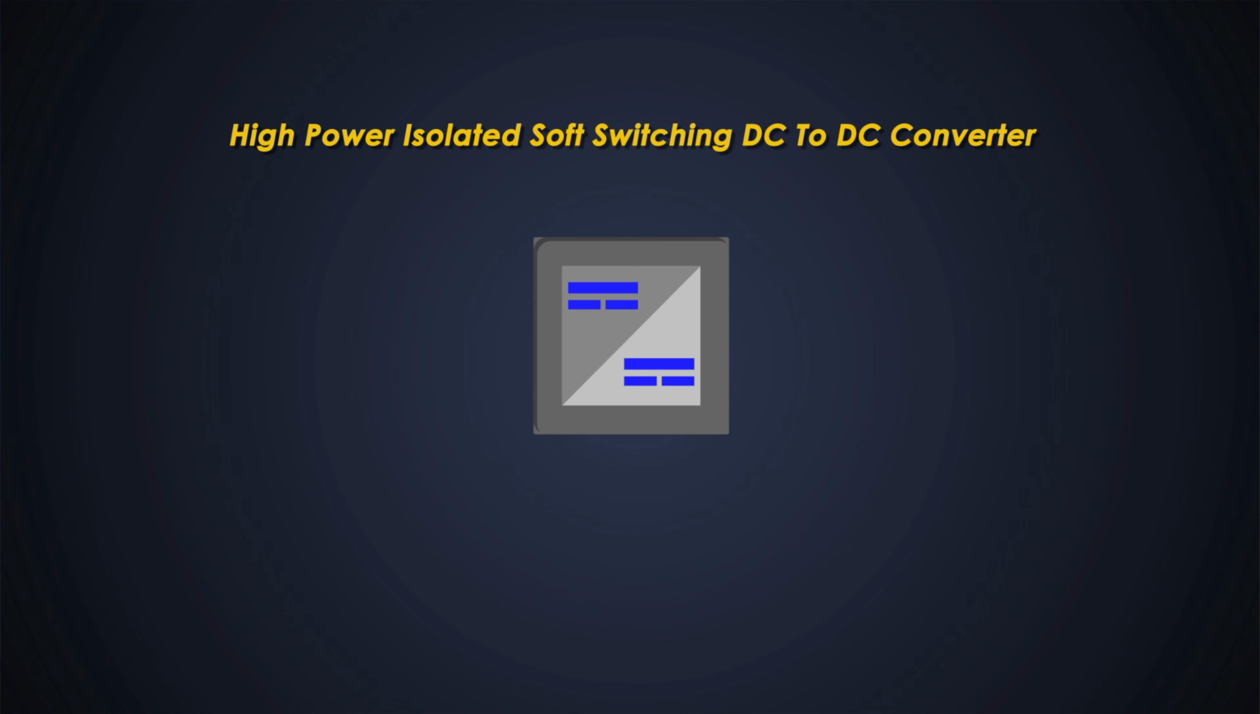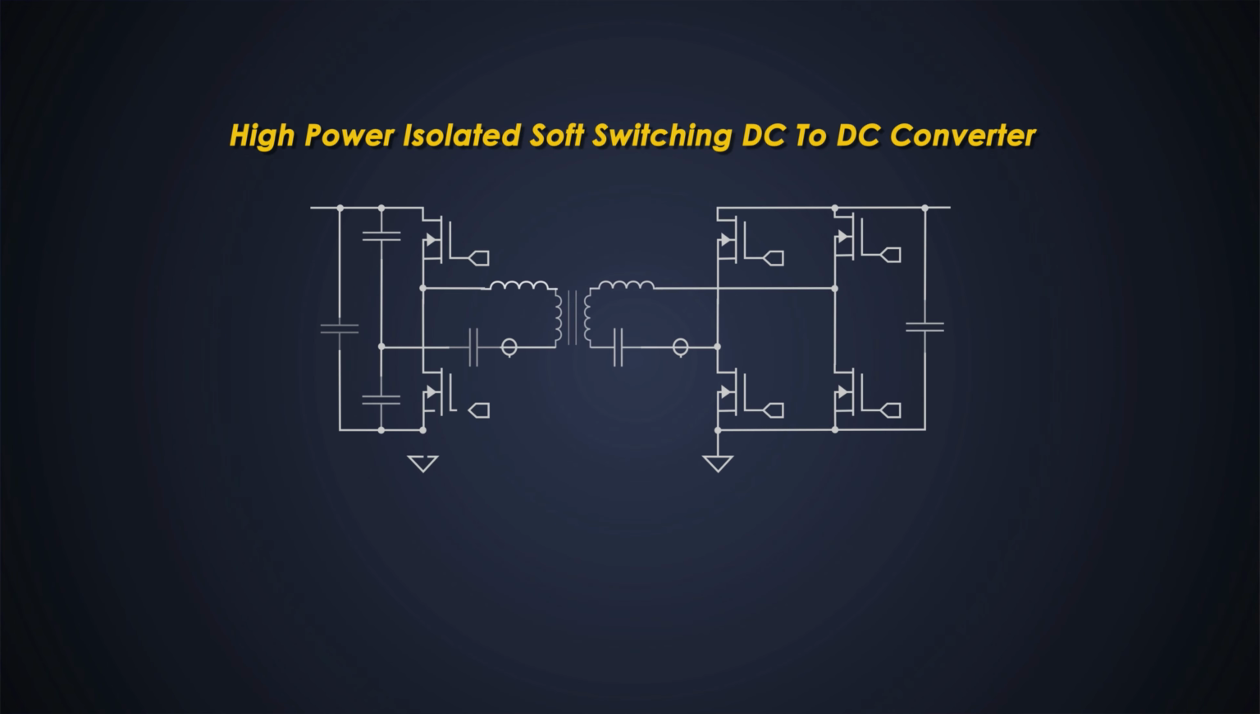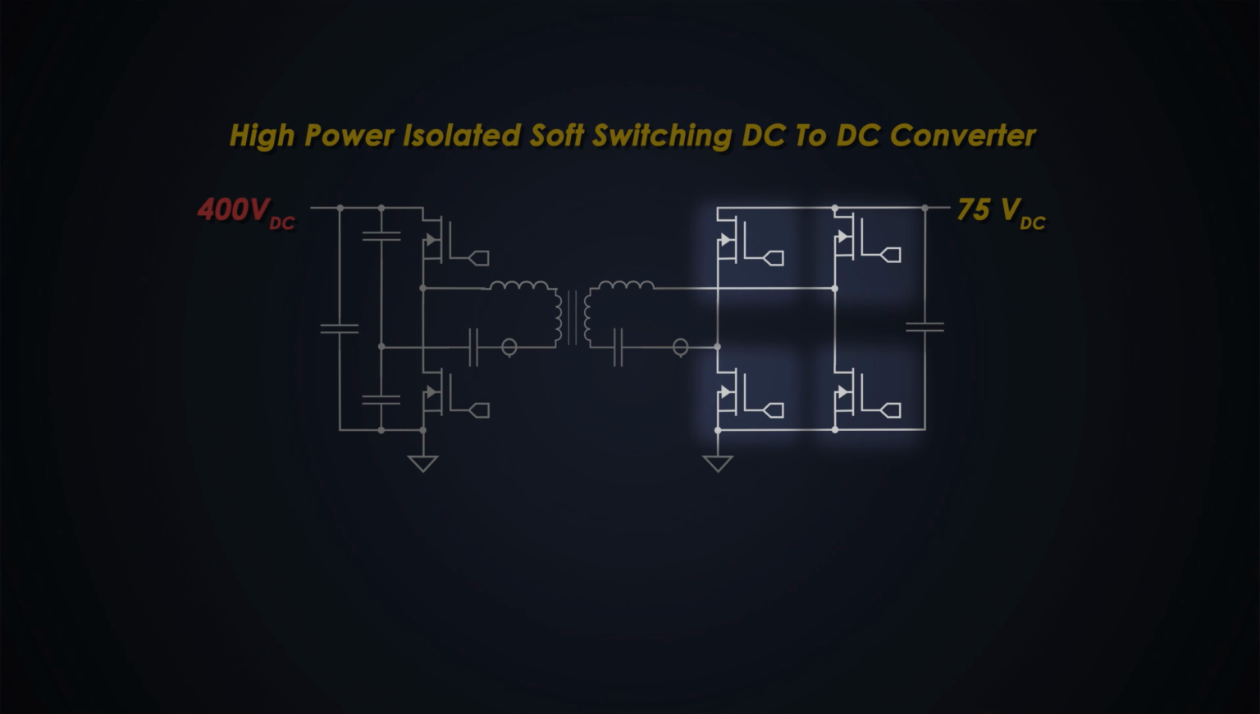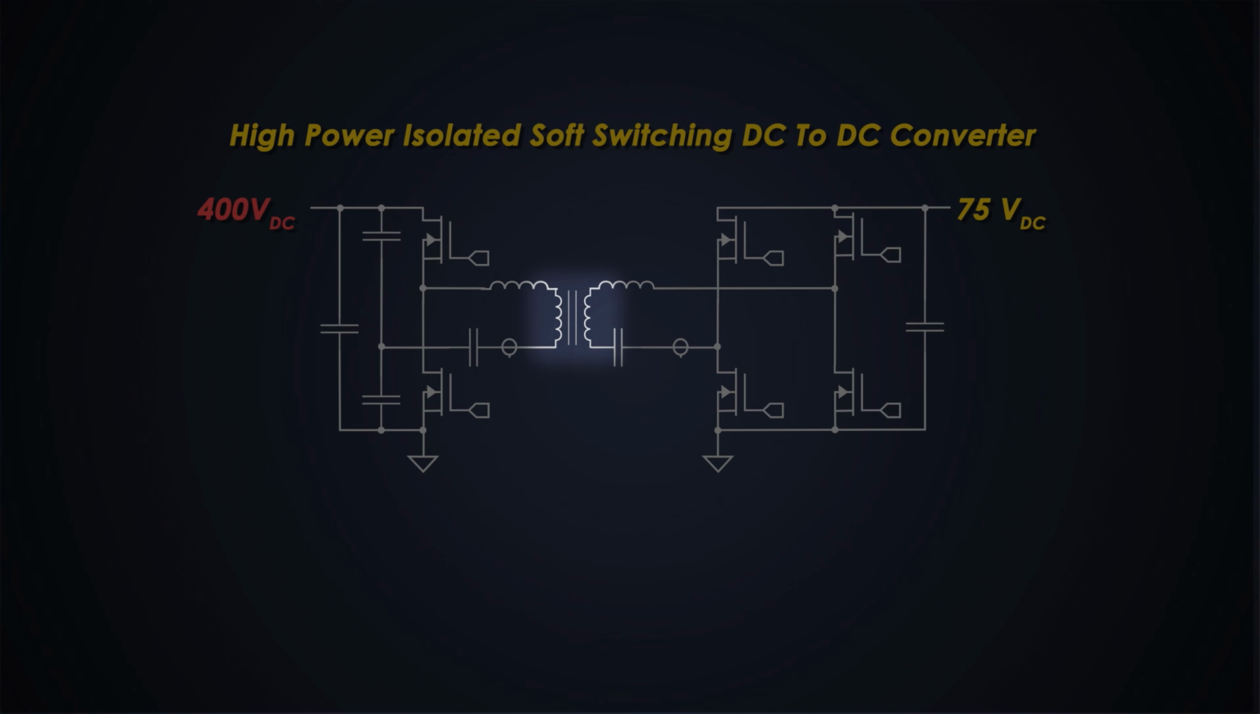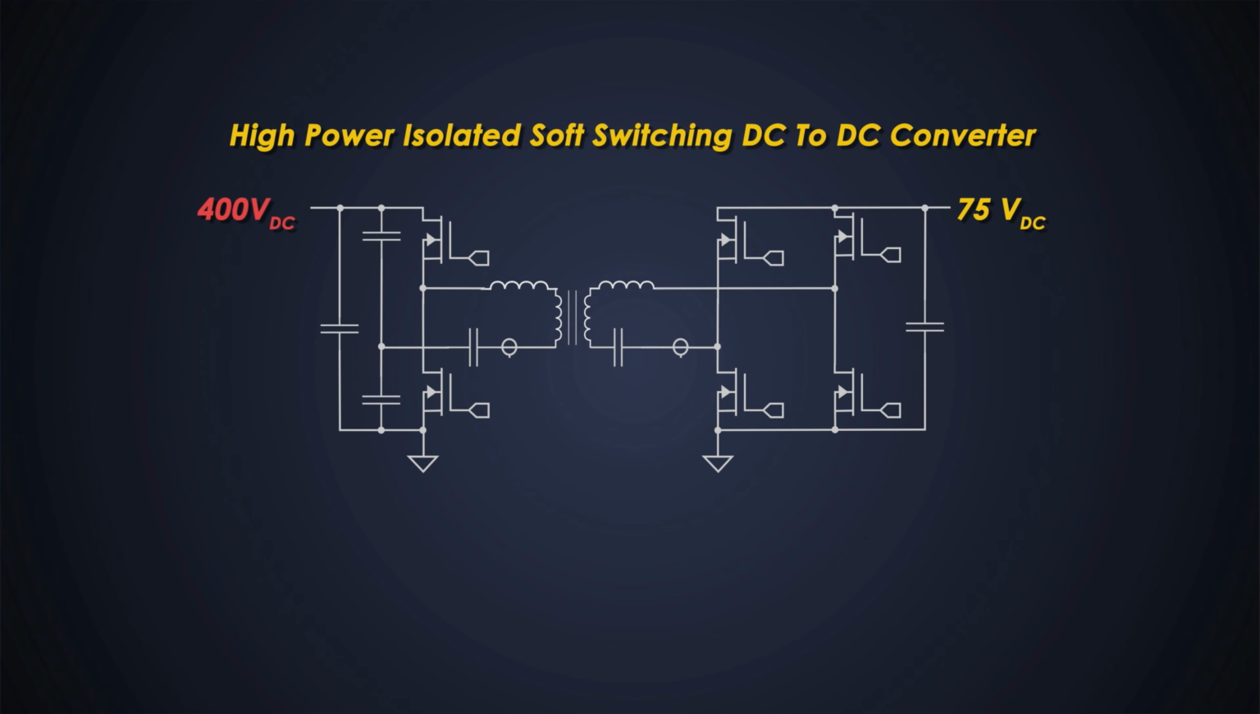Next is block B, which is a high power isolated soft switching DC to DC converter. In this circuit, there is a CLLC converter, which converts 75 volts DC to 400 volts DC using full bridge configuration on this side and a half bridge rectifier on the other side, with a transformer in between, which provides galvanic isolation between solar cells and the grid. So if there is any short circuit on either side, the other side will not get affected.